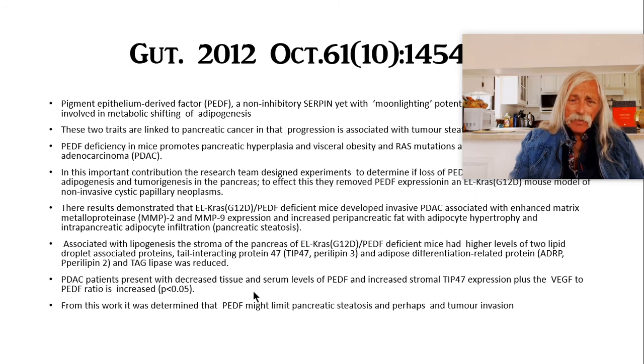PDAC patients present with decreased tissue and serum levels of PEDF, I just told you that, and increased stromal TIP47, so more of that perilipin, keeping that oil droplet intact. Remember that autophagosomal process that we were talking about before, right? Lipophagy, right? So serum levels of PEDF decreased, stromal TIP47 expression increased, plus the VEGF to PEDF ratios increased. That's all bad. That's all promotive of oncogenesis of PDAC. And this work determined that PEDF, at high enough concentration, might limit pancreatic steatosis and perhaps indeed tumor invasion. That was 8 years ago.